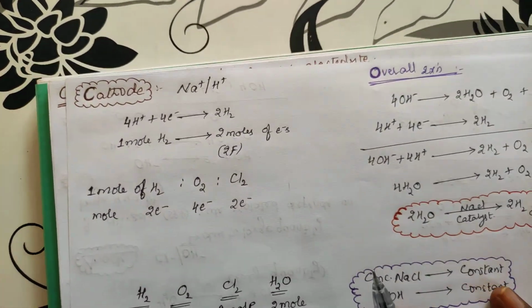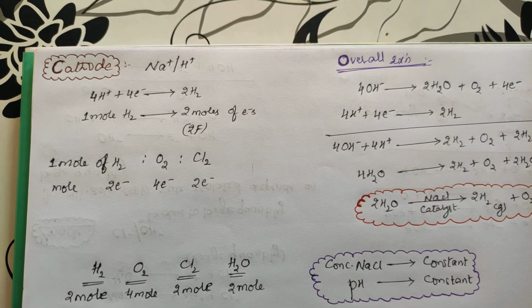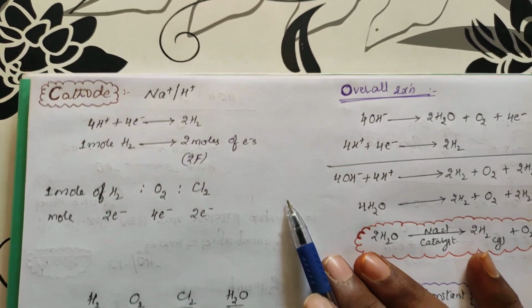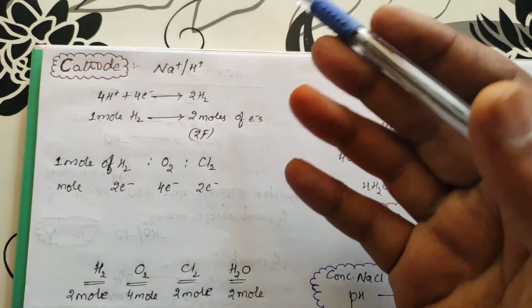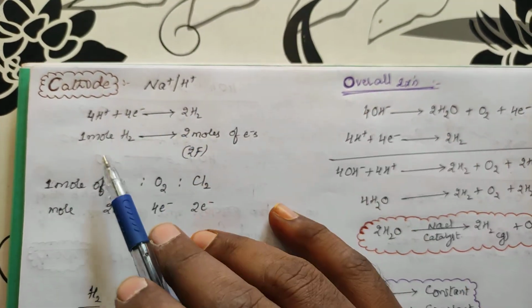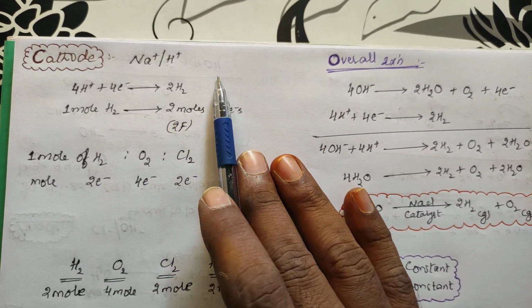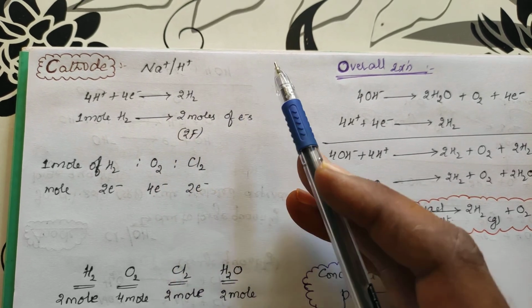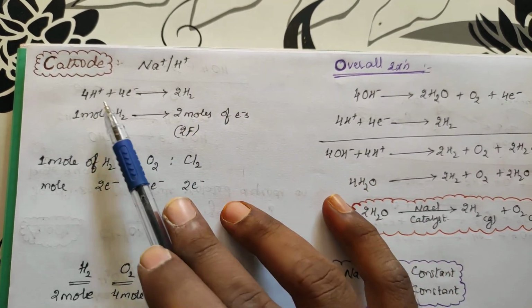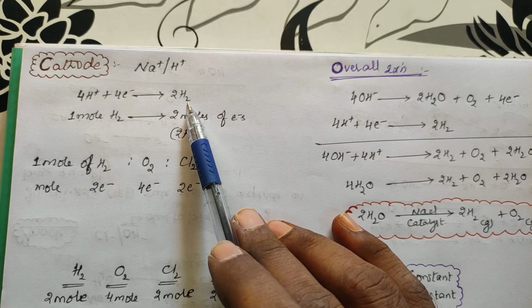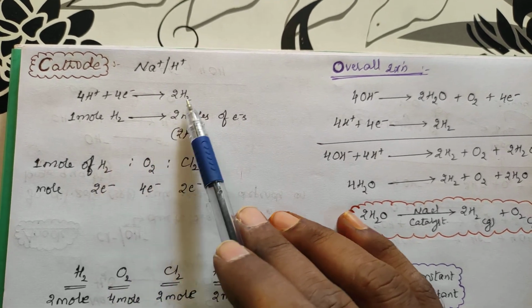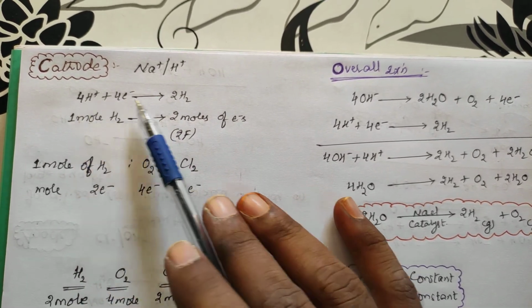Right. So we have learned with respect to the concentrated as well as the diluted. If you see with respect to the cathode, we have learned the dilute solution with respect to the anode. Now with respect to the cathode, Na plus and H plus: among these two, what happens? Whichever has the higher reduction potential goes there. So 4H plus plus 4 electrons forms 2H2. So for 1 mole of H2, how many do you get?